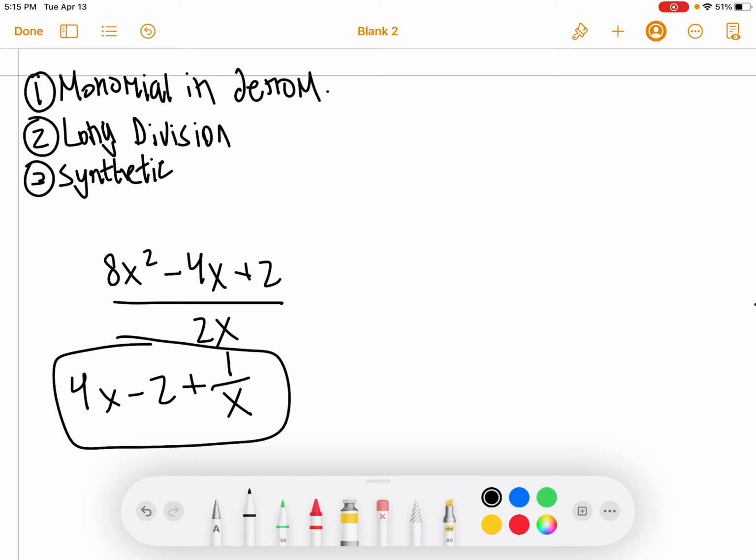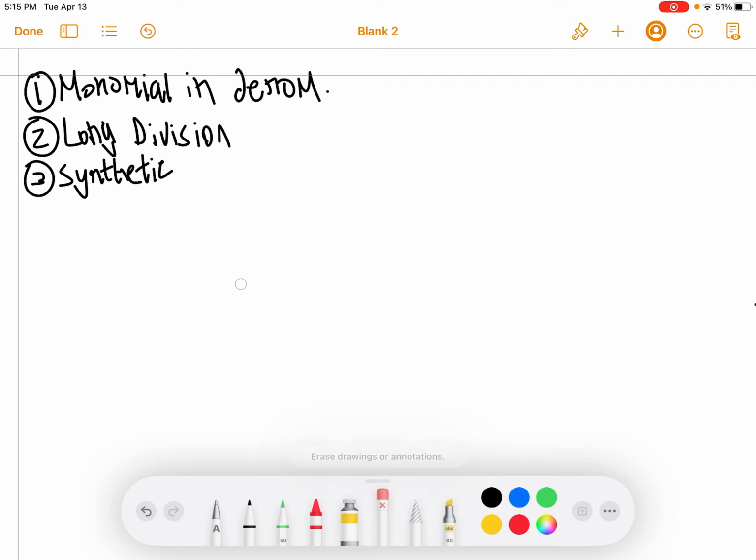So that is 4x minus 2 plus 1 over x. That's how you do that. That's pretty simple. That's only if there's a monomial, remember, in the denominator. Long division is if there's something different.